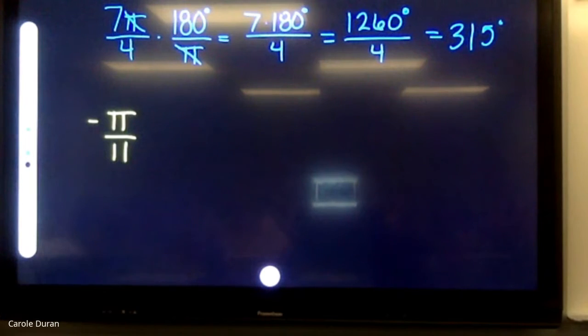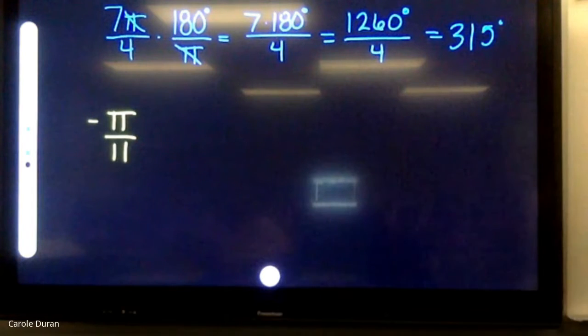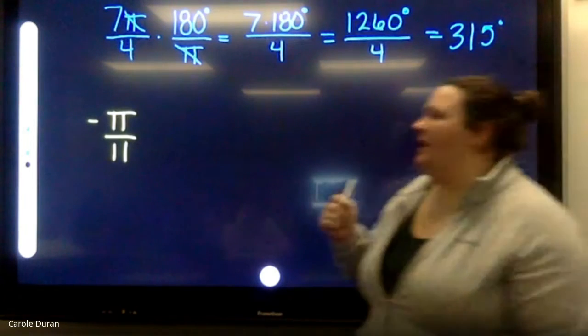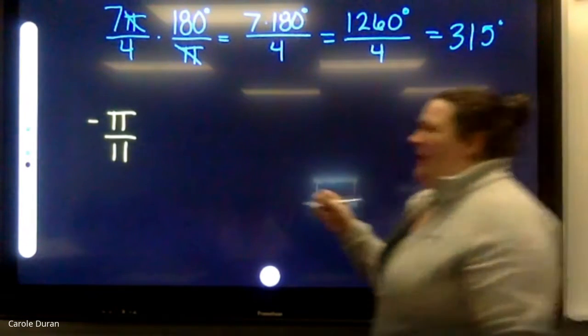I would like to convert negative pi over 11 into its degree equivalent. Yes, Colin. Yes, we should always, as long as there's a pi in the radian I've been given. They're not always given to us in terms of pi, but in theory, yes. So Colin, since you already raised your hand, what am I going to multiply this by in order to turn it into its degree equivalent? 180 over pi.